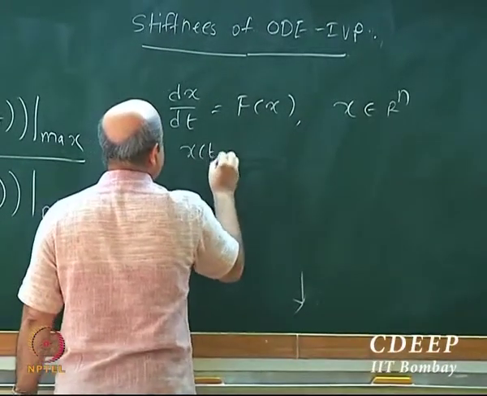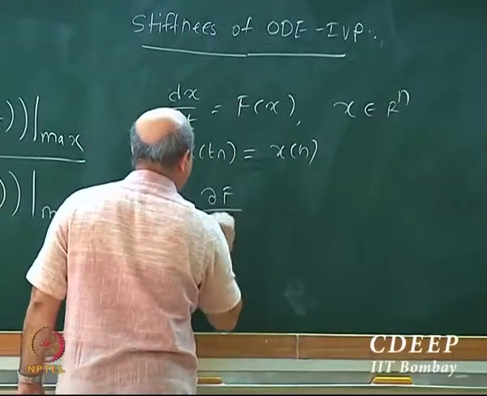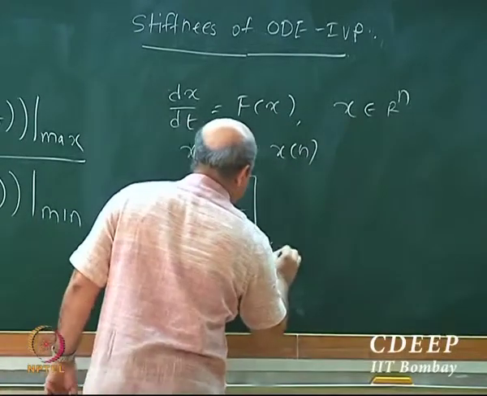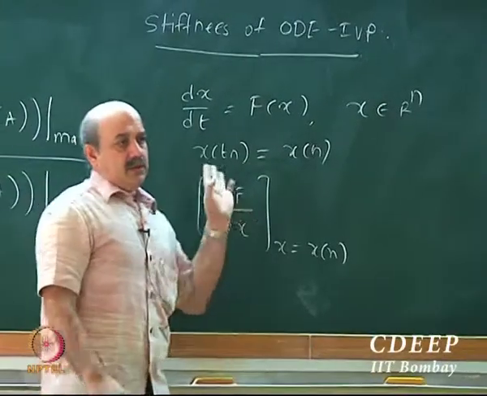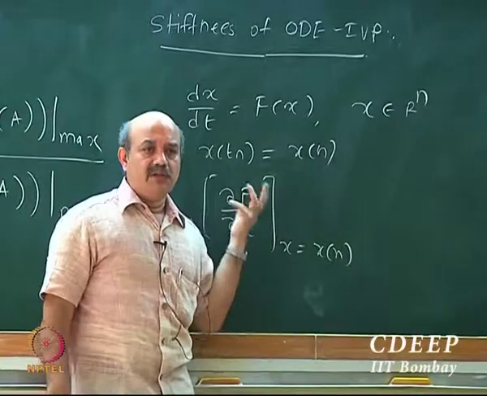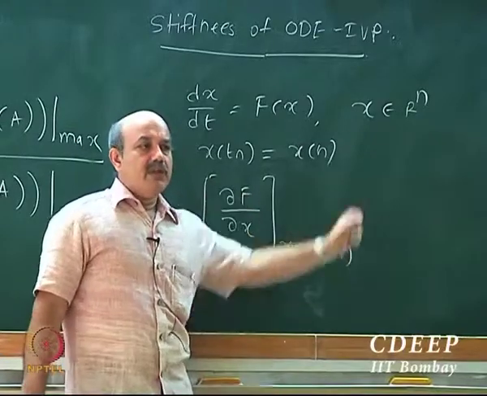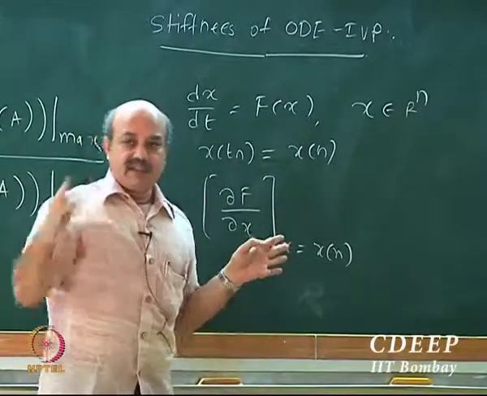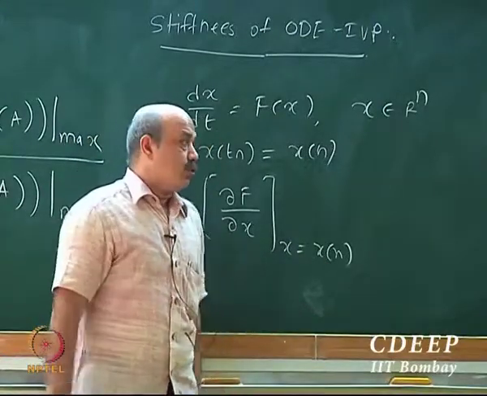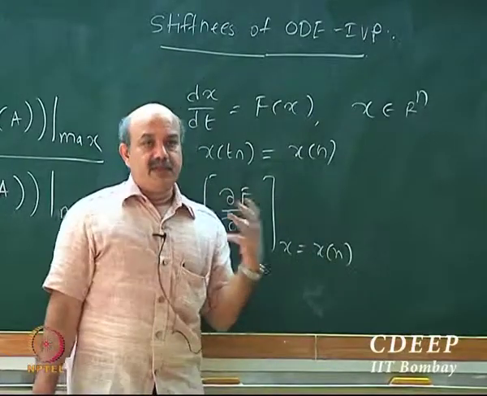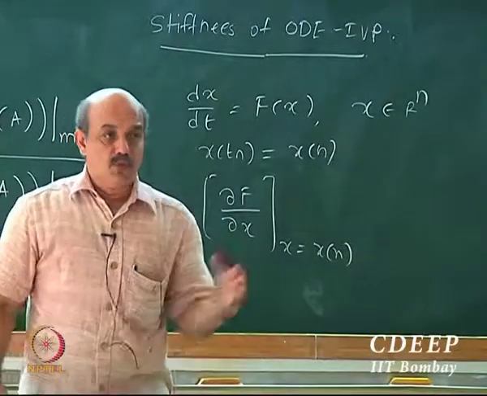and you are at x(tn) equal to xn, then we of course look at dou f by dou x at x equal to xn. We look at this Jacobian, and the eigenvalues of this Jacobian will tell you the local stiffness. You cannot define a global stiffness. There will be a local stiffness, and the eigenvalues of this matrix can change as x changes. So in the situation where you do not know anything and you have the luxury to implement variable step size, that is a better option.